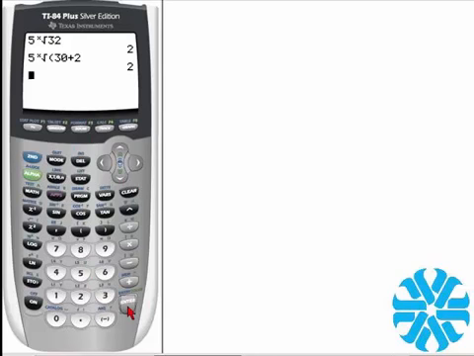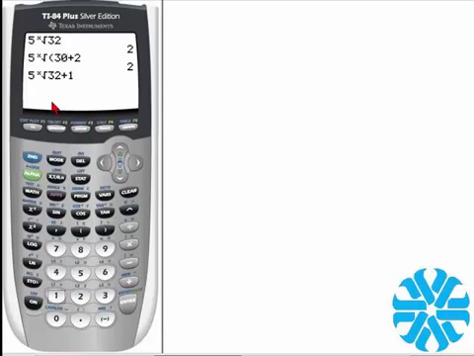Now, let's do one more calculation here as a comparison. So we're going to take the fifth root, the math button, then line number 5, and we're going to hit the fifth root of 32, and then plus 1.